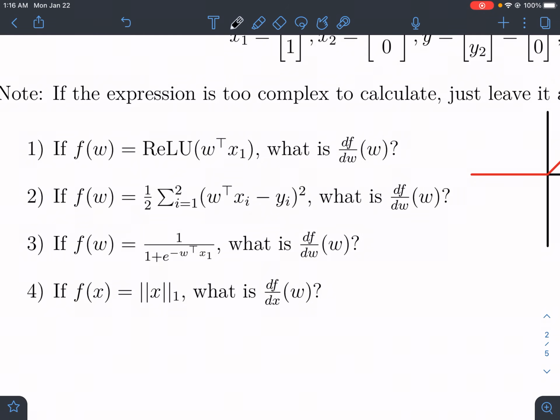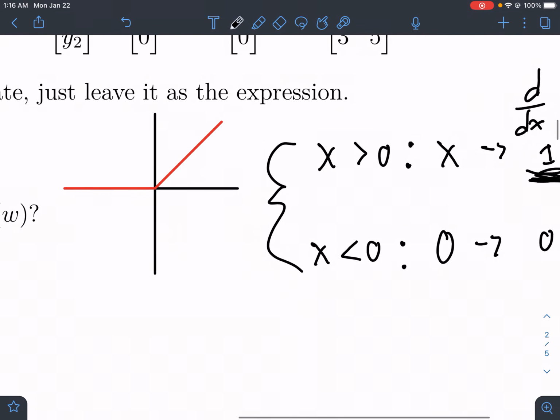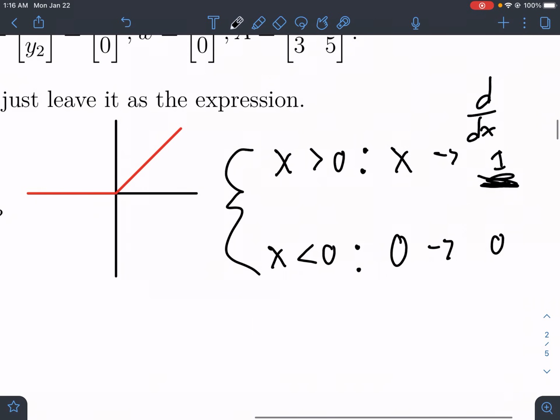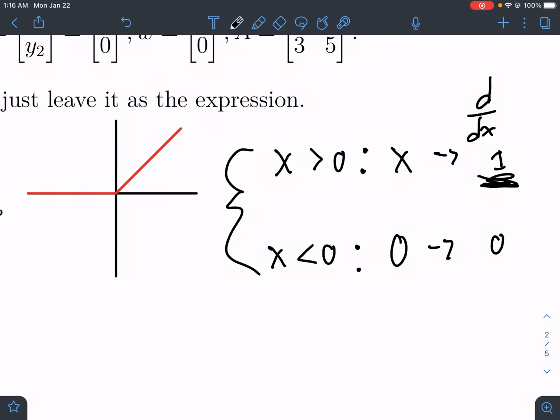Now, reminder of the chain rule: we need to find the derivative of the outside and then the derivative of the inside, and we take the product of those two. The derivative of ReLU is actually fairly simple. The graph of ReLU looks like this on the left. When x is greater than 0, ReLU returns x, and this means that the derivative of ReLU in this segment is 1. Additionally, when x is less than 0, ReLU returns 0, and the derivative of that is 0.